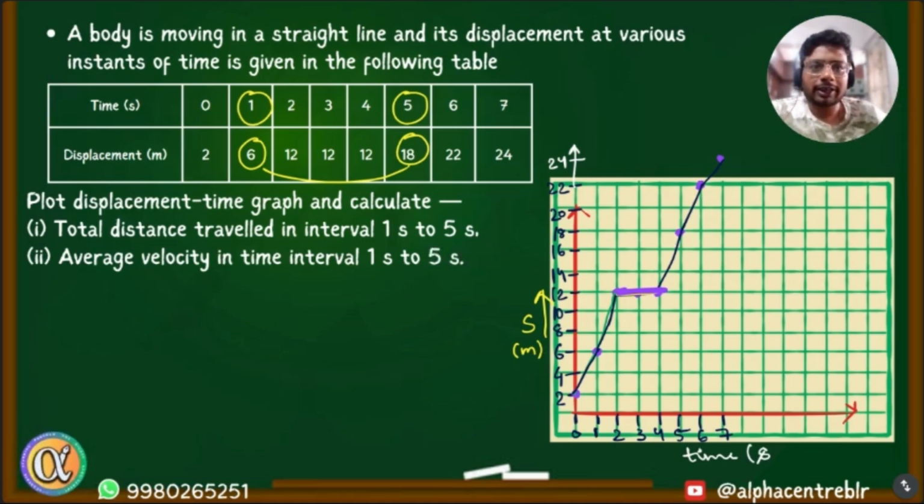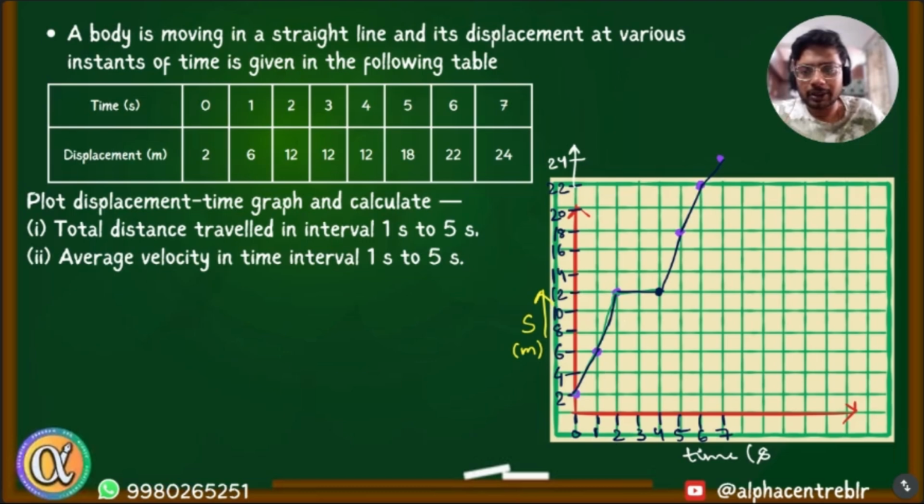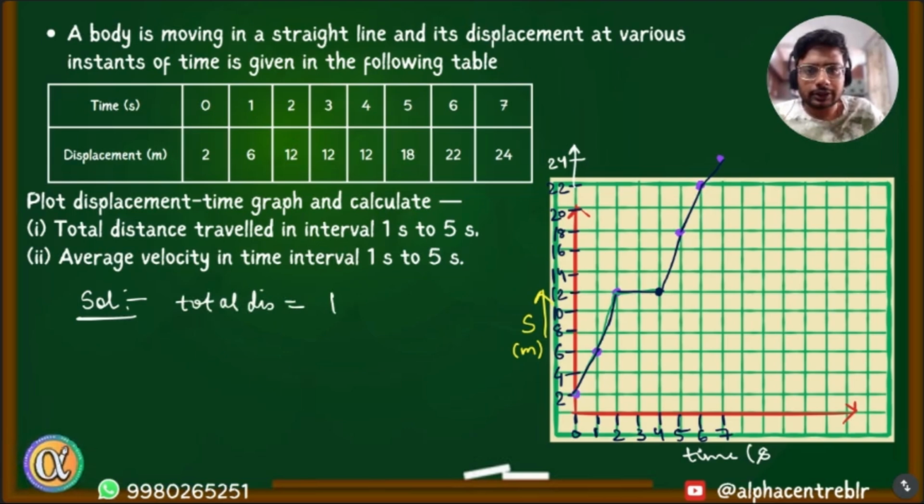On the graph paper it can be understood like this also: from 1 to 2 it goes 6 meters, then from 2 to 4 it does not move at all, and then from 4 to 5 it goes another 6 meters. So 6 plus 6, 12. So the total distance is 18 minus 6, sorry, not 18 minus 12, 18 minus 6, it's 12 meters.